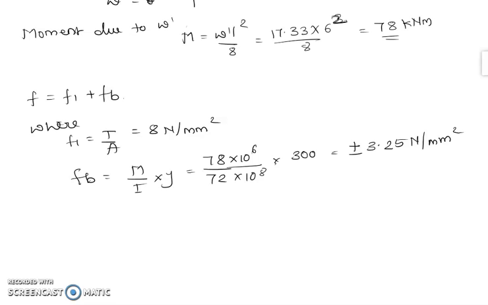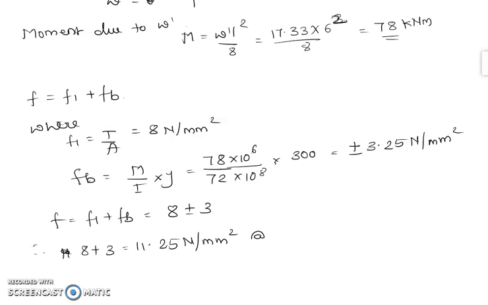This means that the final stress F is F1 plus FB, which is equal to 8 plus or minus 3.25. So, therefore, it is 8 plus 3.25 equals 11.25 Newton per mm square at the top fiber, and 8 minus 3.25, which is equal to 4.75 Newton per mm square at the bottom fiber.